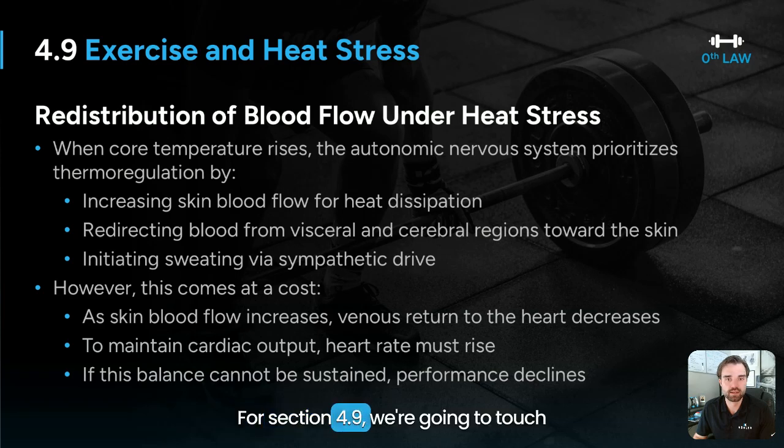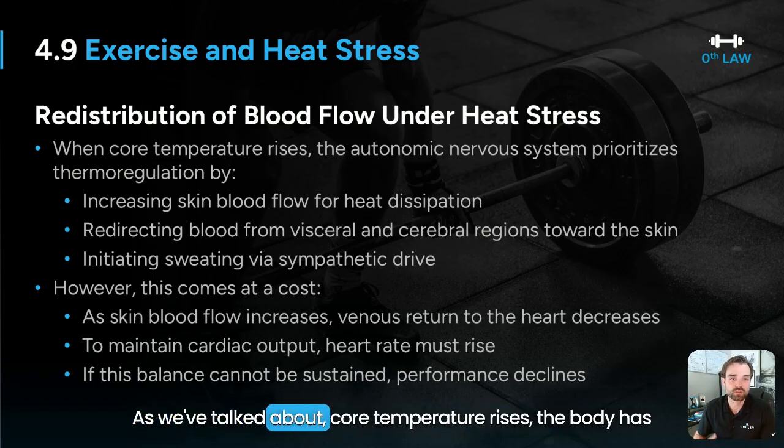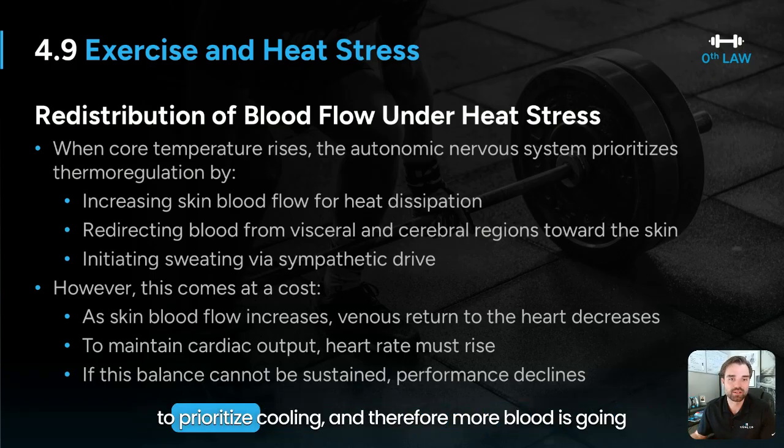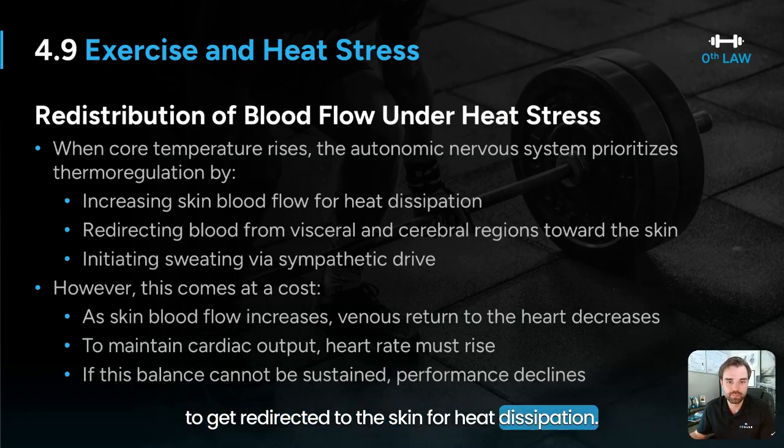For section 4.9, we're going to touch on a few things that we've covered before, and this is really specifically looking at the dual task of exercise and heat stress. So the first thing is the redistribution of blood flow under heat stress. As we've talked about, the core temperature rises, the body has to prioritize cooling, and therefore more blood is going to get redirected to the skin for heat dissipation.